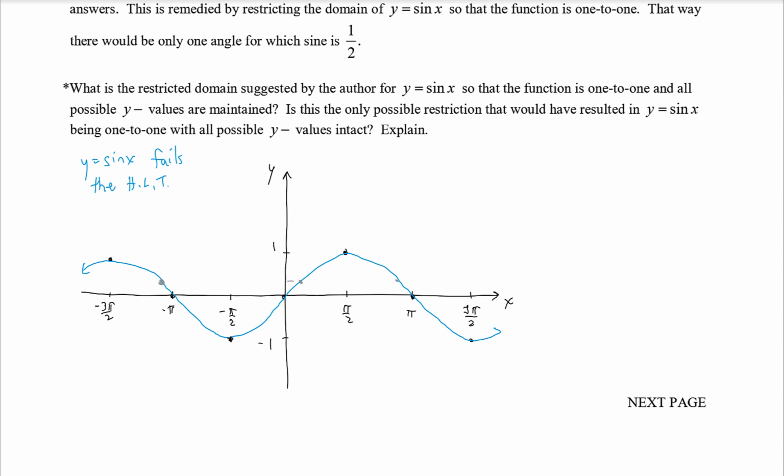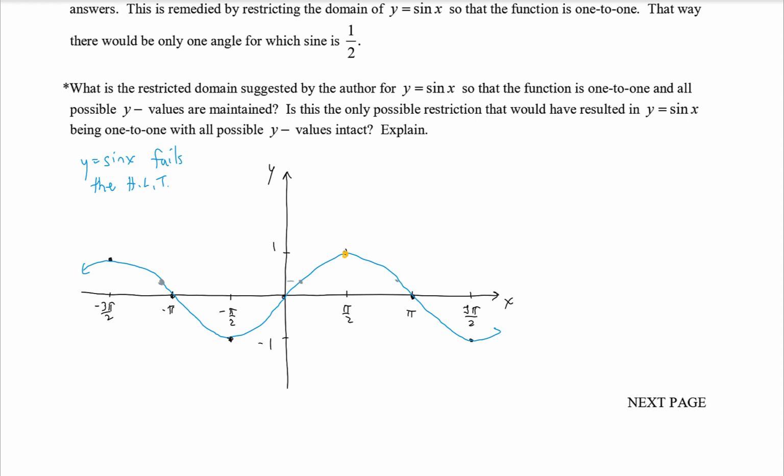Another option is I could do -pi over 2 up to pi over 2. Now the benefit there is it allows for some negative numbers, some positive numbers, and it allows for 0. So there's a variety of x values still left in that domain, whereas the first one I showed you would only use negative numbers as its domain. This one lets me use some negatives, some positives, and zeros.